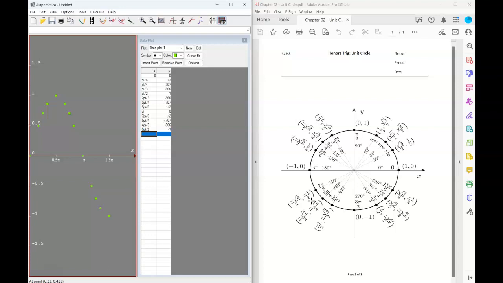We're just continuing along the unit circle here. I'm going to keep typing these in.